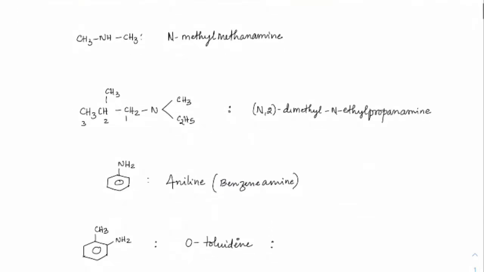Same way here, first check for the longest chain with the amine. Here we have 1, 2, 3, and on the second position I have a methyl, and on the N position I have CH3 and C2H5. So you can write N,2-dimethyl and N-ethyl propanamine. Alphabetically, the ethyl should come first, then the methyl. So it is N-ethyl, N,2-dimethyl propanamine. That should be the case.